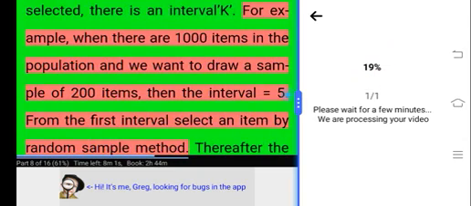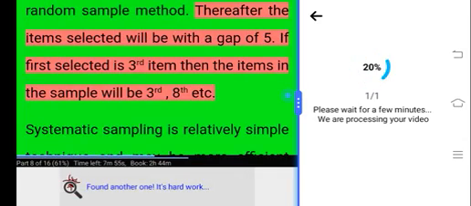For example, when there are 1,000 items in the population and we want to draw a sample of 200 items, then the interval equals 5. From the first interval, select an item by the random sample method. Thereafter, the items are selected with a gap of 5. If the first item selected is the third item, then the items in the sample will be the third, eighth, and so on.